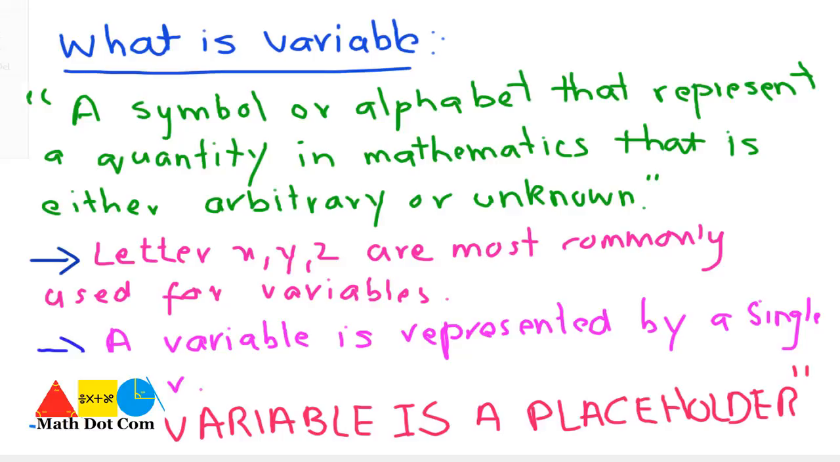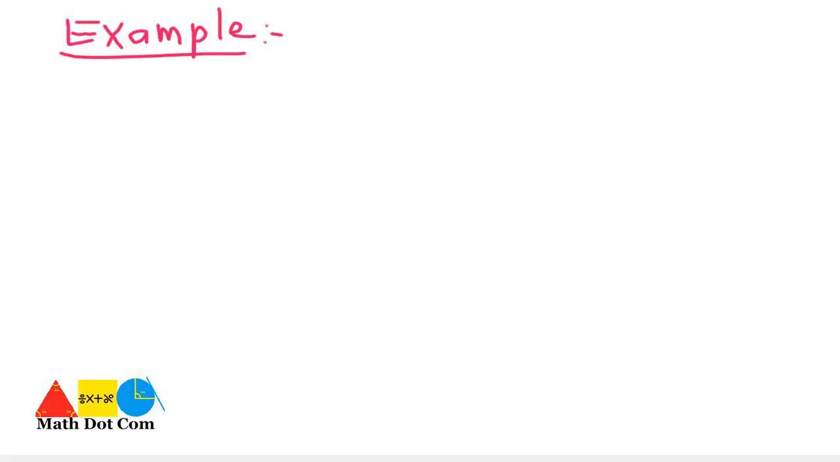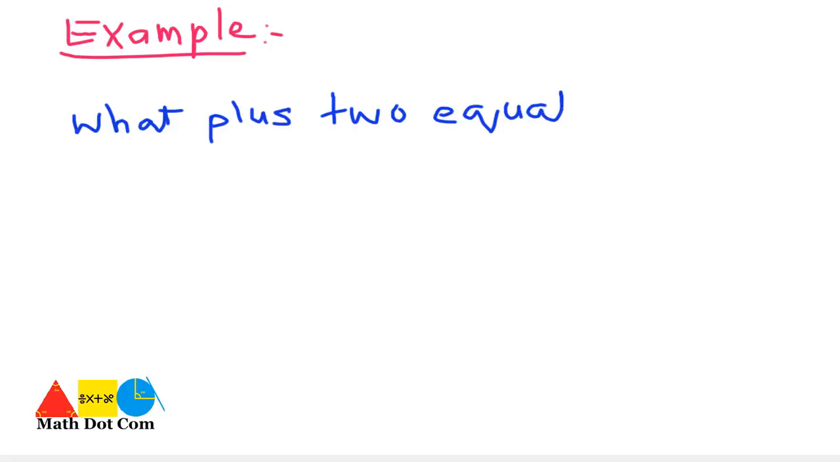Okay, let's take an example so that you can understand it properly. For example, if I say what plus 2 equals 5, this is a statement. How can you write it in the form of algebra when you are given this expression and asked how you will write it in algebra?